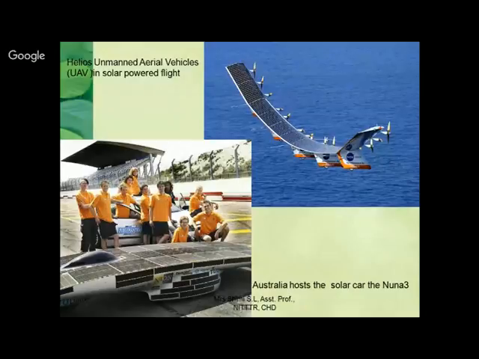Another project you can see here is the Nuna 3. Australian students have made this car, Nuna 3. A single person can drive this, and nowadays more cars have come. This was the initial model made by the students. Nowadays solar rickshaws, solar cars, and many other projects have come, and we can also encourage our students to make such solar vehicles and projects.